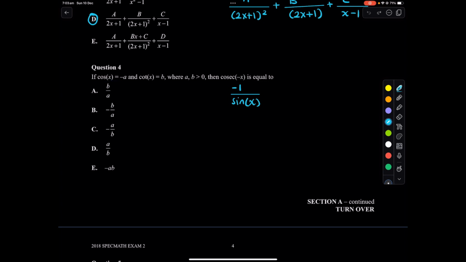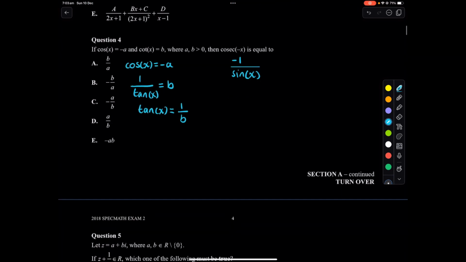Now, what do we have? We have cos of x equals negative a, and we have cotangent, which is just 1 over tan, which is b. If we reciprocate it, it'll become tan of x equals 1 over b. Perfect. And so we know that tan is sine x over cos x, which equals 1 over b. Hence, our cos in this case is negative a.